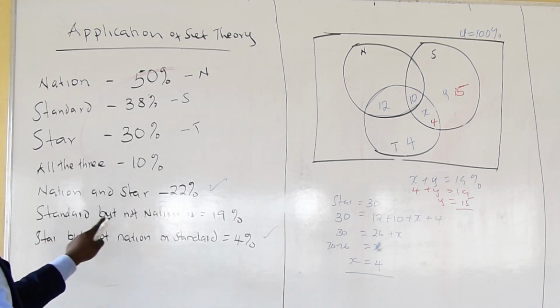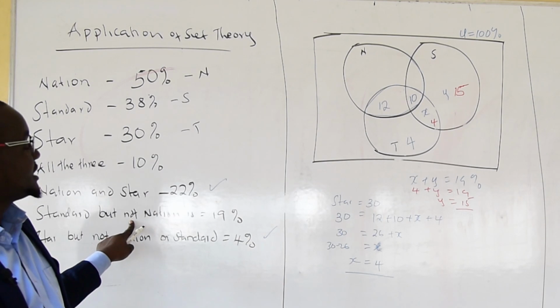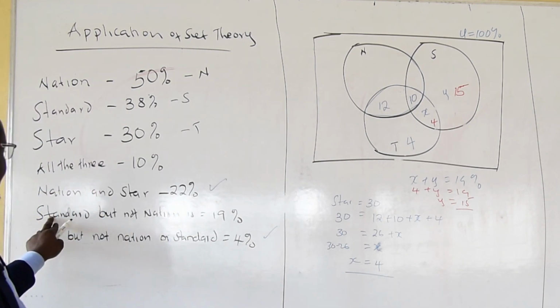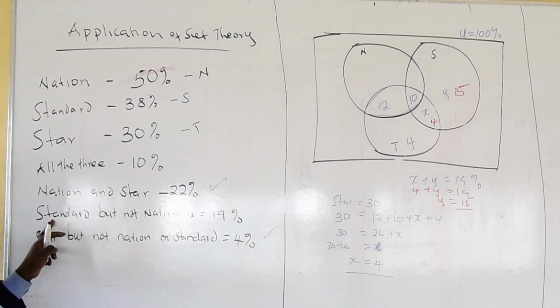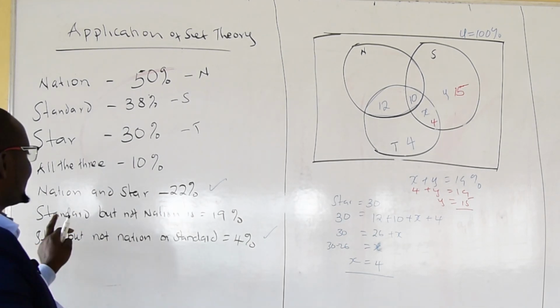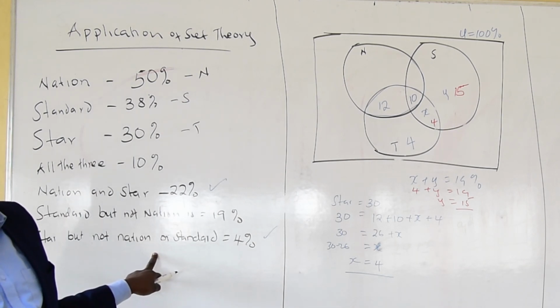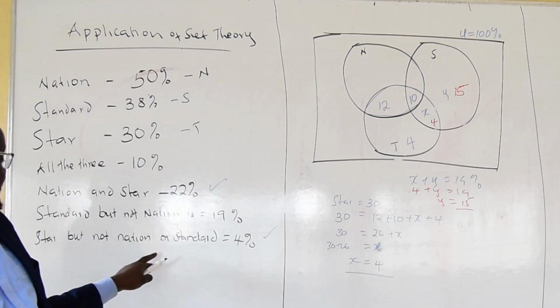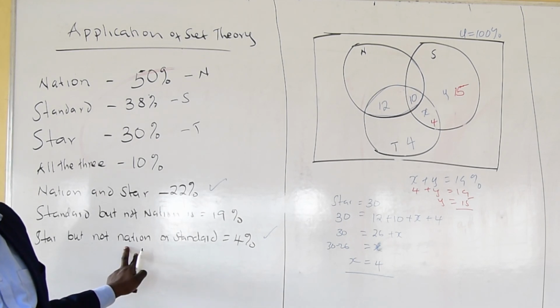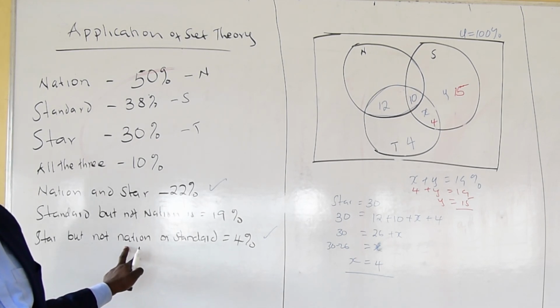So they are not in the Nation circle. They read Standard but they didn't read Nation. So that one we have included there. Then you are told that 4% read Star but not Nation or Standard.